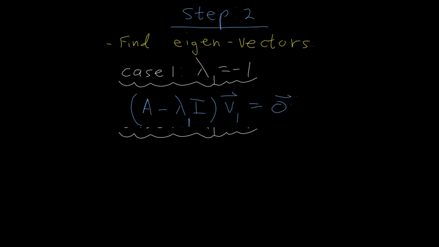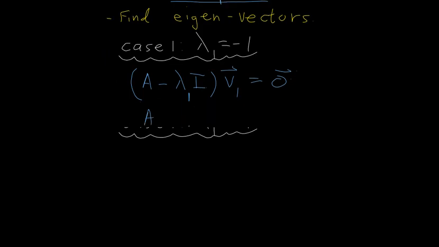Now we just input the information. Lambda 1 we said was -1, so -1 times -1 is positive. I'm left with a plus the identity matrix times, what was it? We said v1, I believe. Yeah, it was v1, and this is equal to 0 on the right-hand side, the 0 matrix.